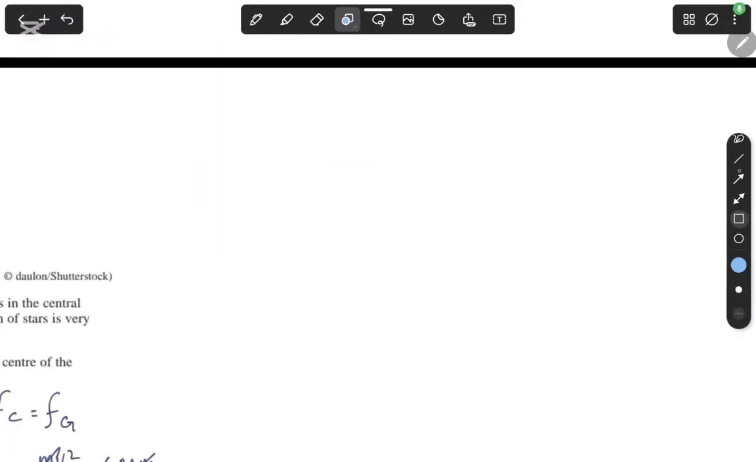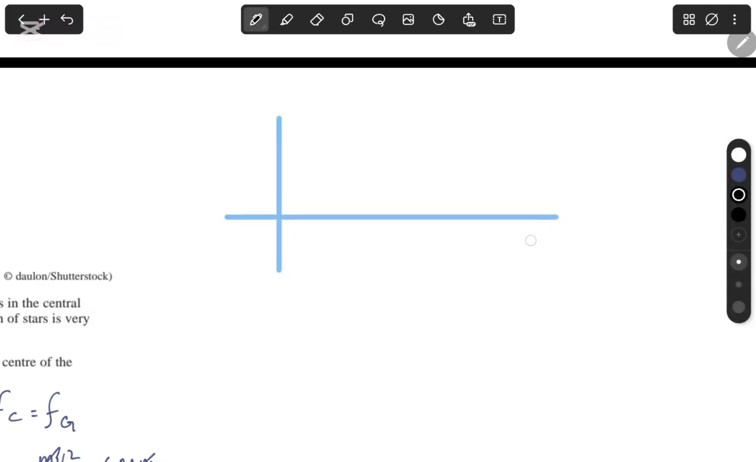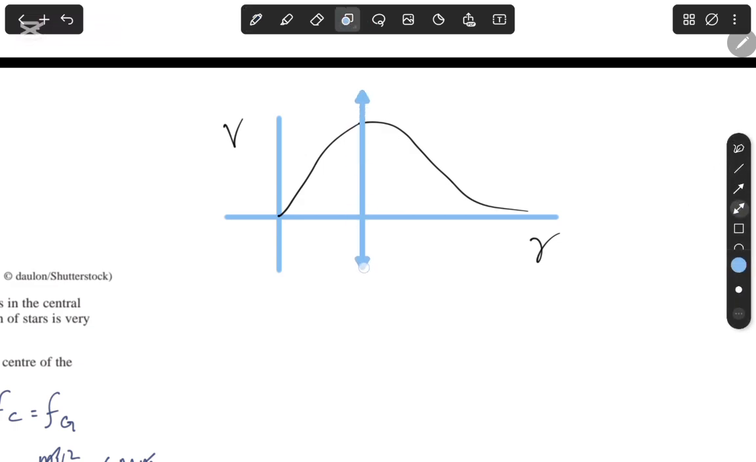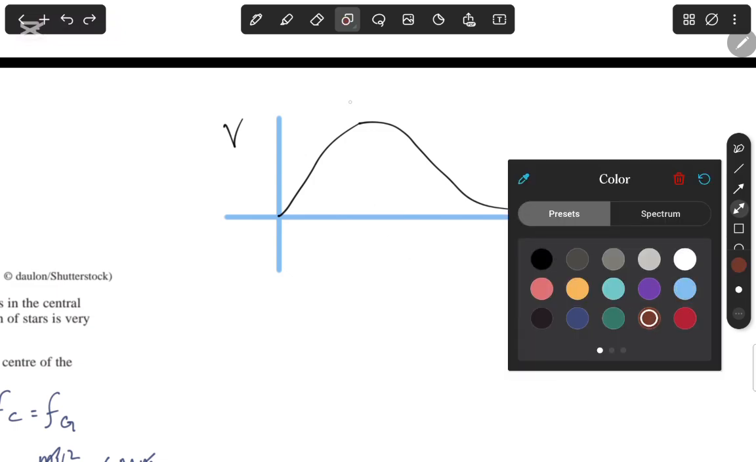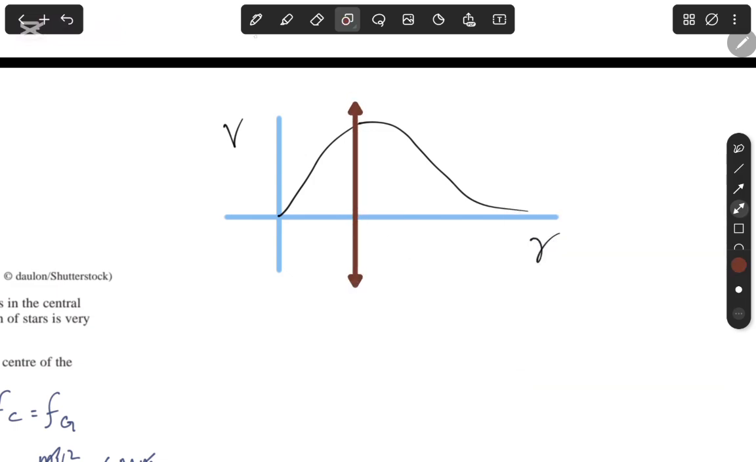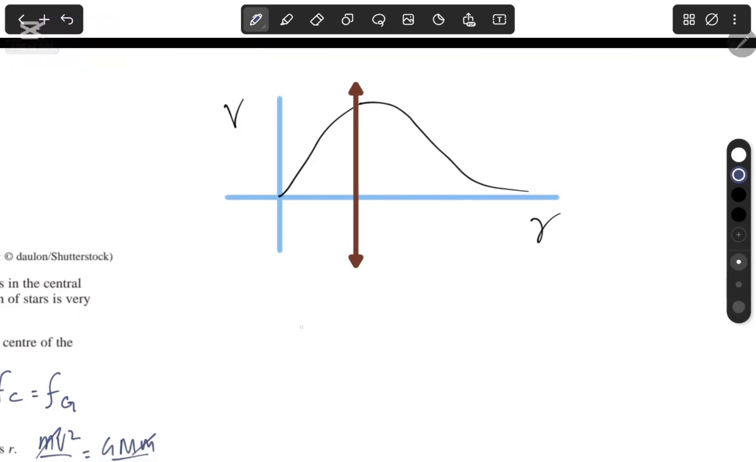As we were discussing the question, we have the distance r and the velocity v here, and then the curve goes like this. Let me change the color to a darker one. Now, I want you to notice something. We know that v is equal to the square root of GM over r, and if we square both sides, we get v squared is equal to GM over r.